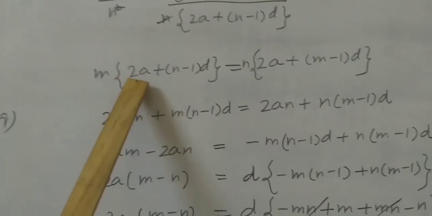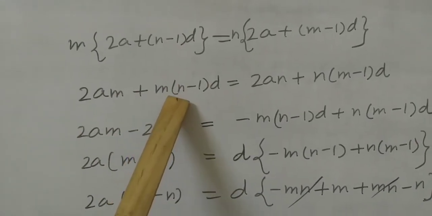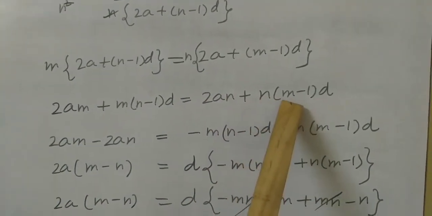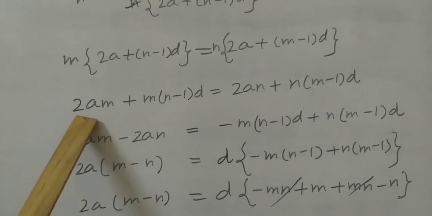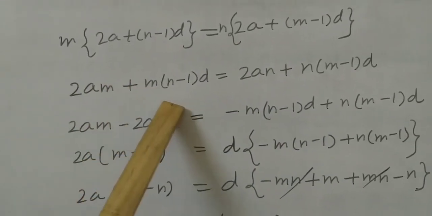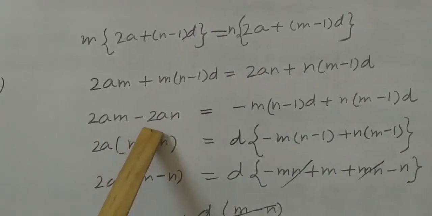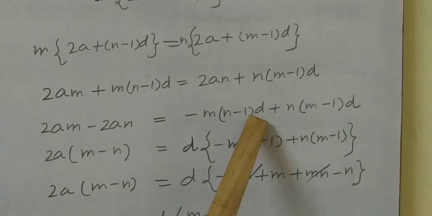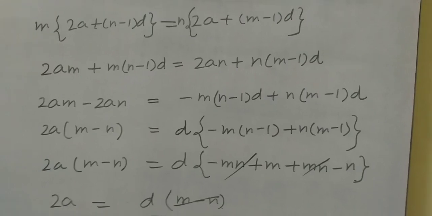Let us open the bracket. 2am, m multiplied by (n minus 1) into d, m bracket (n minus 1) into d. This side 2an plus n(m minus 1)d. Now students, like terms we can take one side, 2am, 2an. So 2an will transfer this side and m(n minus 1)d will transfer this side. So 2am minus 2an equals, it will be negative, student, minus m(n minus 1)d, n(m minus 1)d will remain as it is.